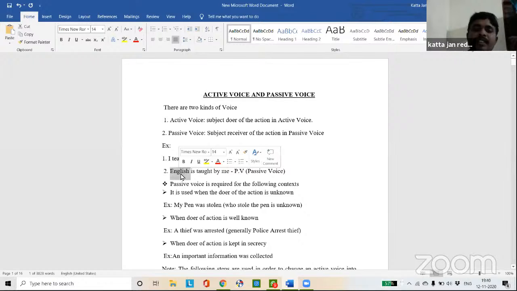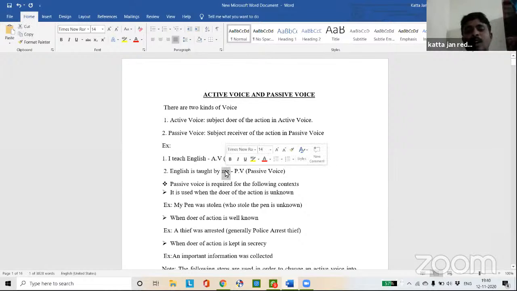In passive voice, subject is the receiver. I teach English. English is taught by me. So action is being received by the subject. Some action is being done to the subject here, right? Here the doer of the action is the object. Me. Me is the object in this sentence, right? So it is the doer. You try to remember this one, right?